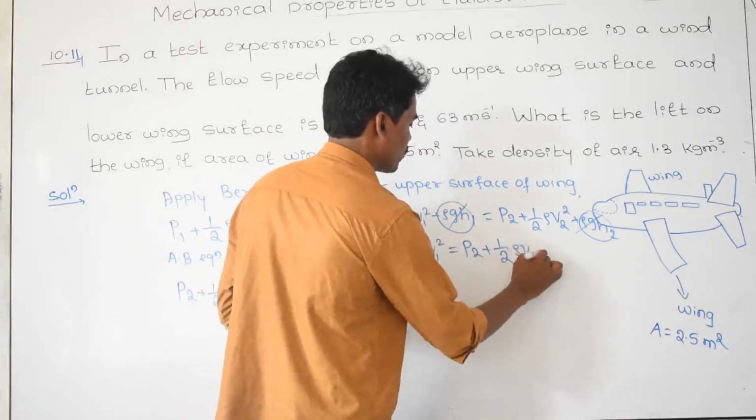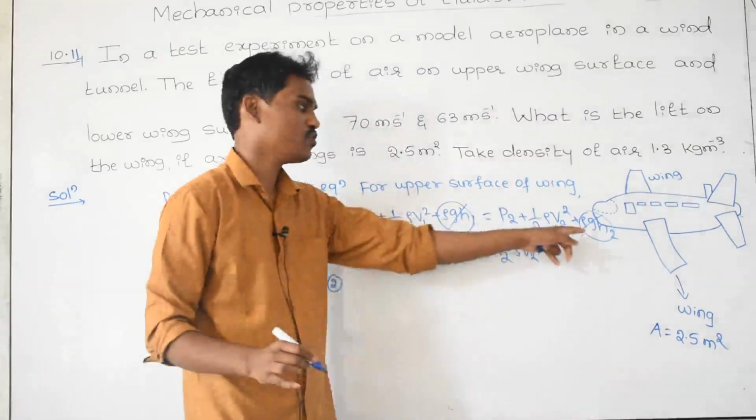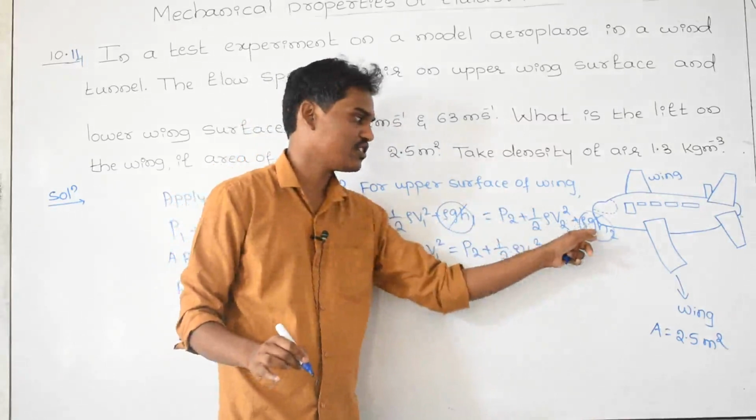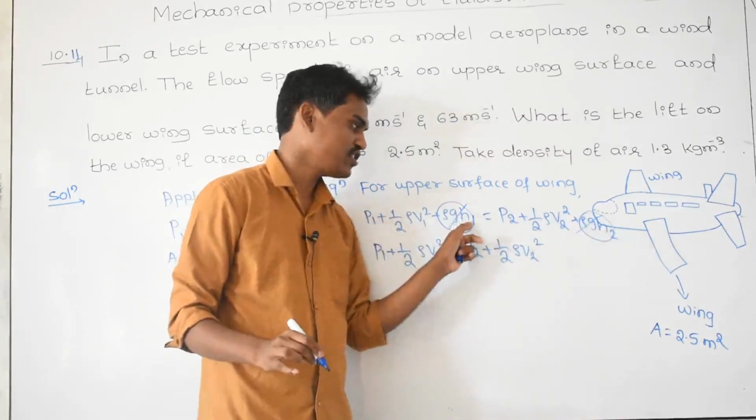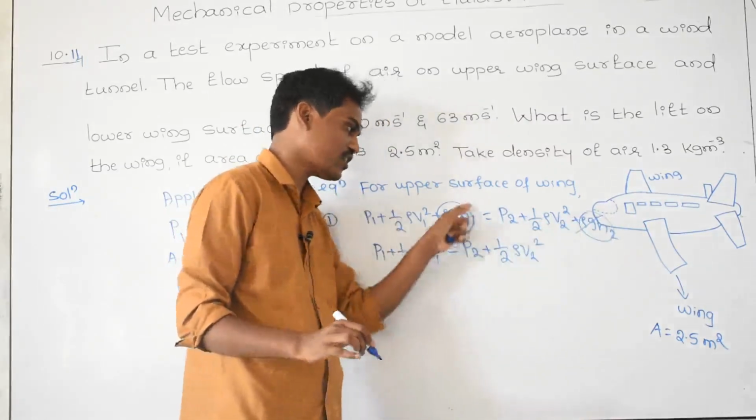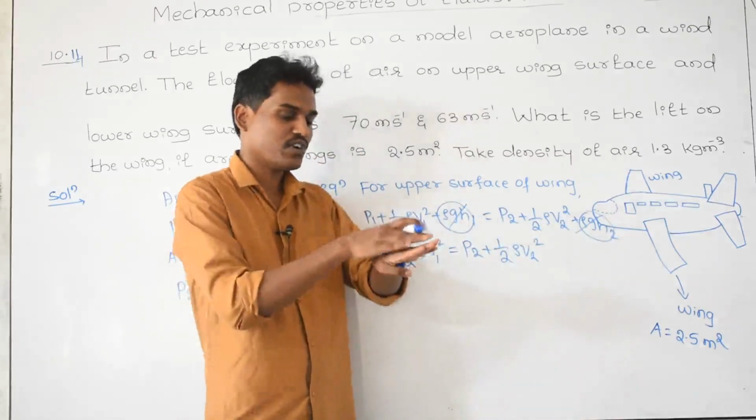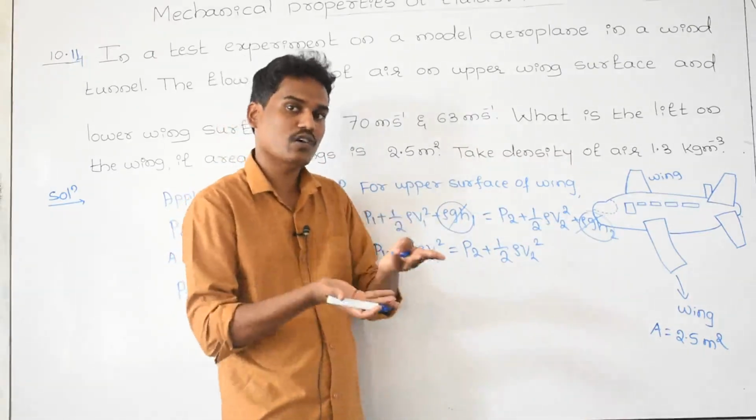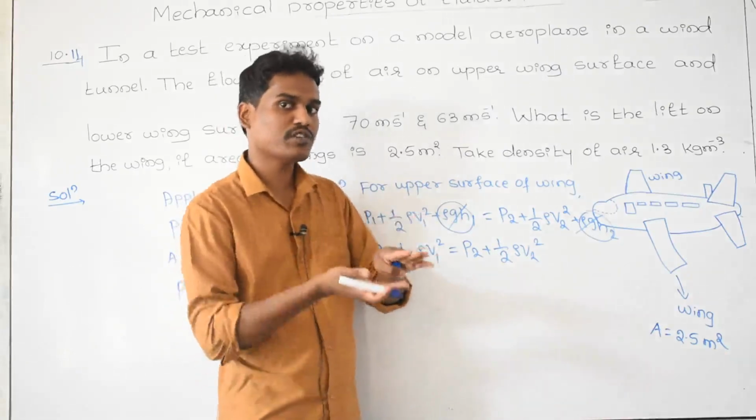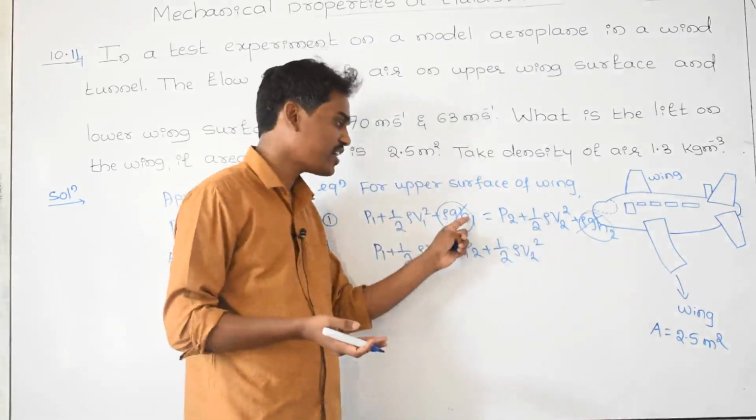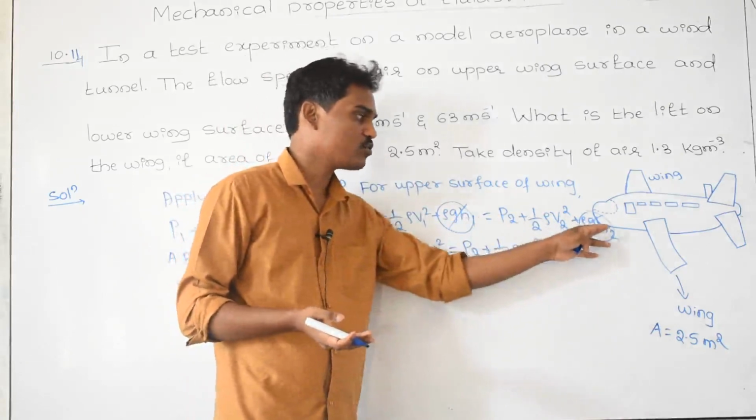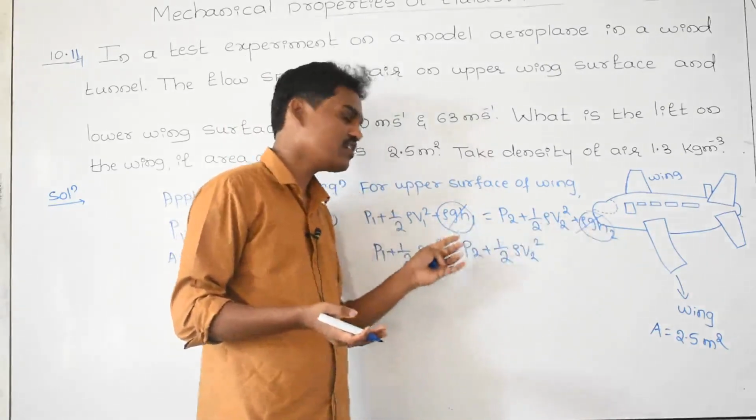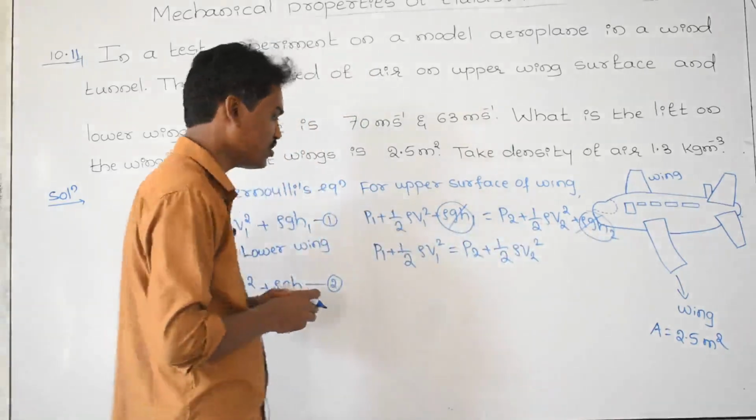rho V2 square. Here H1 and H2 are both the same, therefore rho g H1 and rho g H2 both terms get cancelled, because the upper surface from the ground is H1 and the lower surface from the ground is H2. Almost the same from the ground surface, so take H1 as H and H2 as H, then rho gH and rho gH get cancelled and there is no more rho gH term.